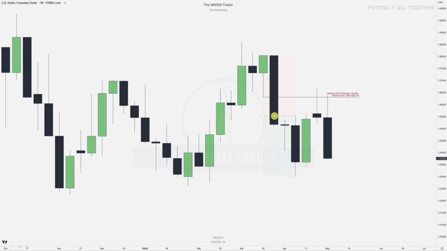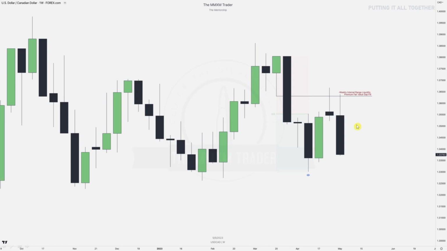Where is a premium level? We've got this fair value gap, right? So we're going from internal to external this time, right? So internal range liquidity to external range liquidity. Now, after we hit that internal range liquidity, where should your eye go, right? You've got that external range liquidity down here.